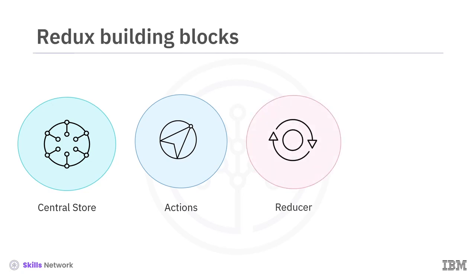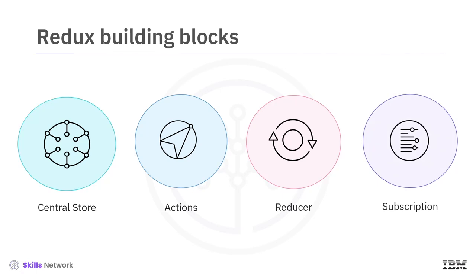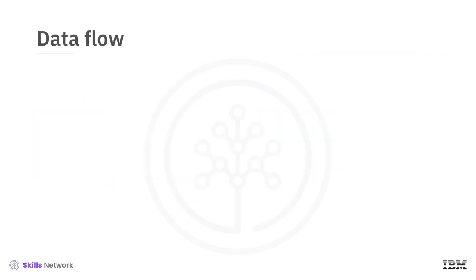Reducer. This is a simple function that receives the old state and action as input and returns an updated state. Since the state is immutable, a reducer always returns a new state, which is an updated version of the previous state. Subscription. This is triggered in the components whenever the state is updated in the store. The data flow in a React Redux application is unidirectional. It only goes in one direction.